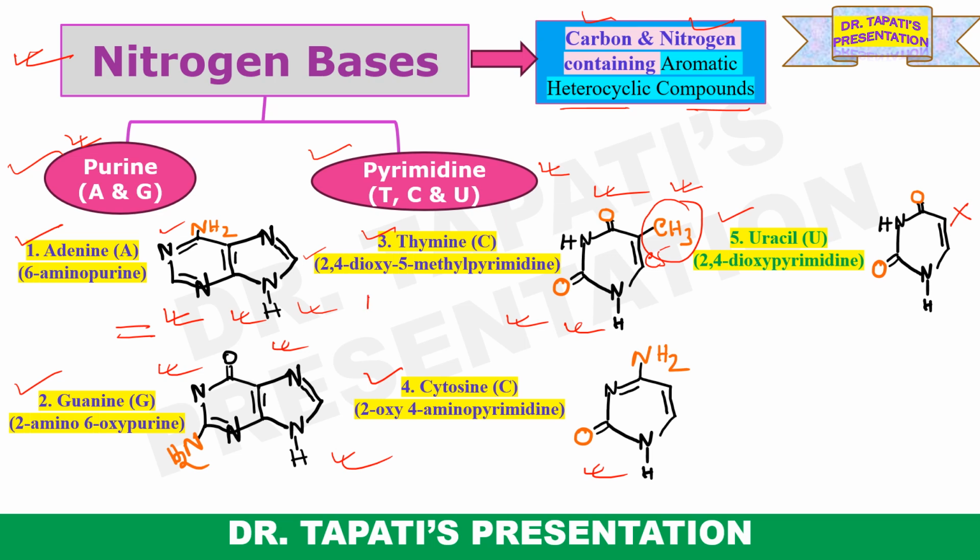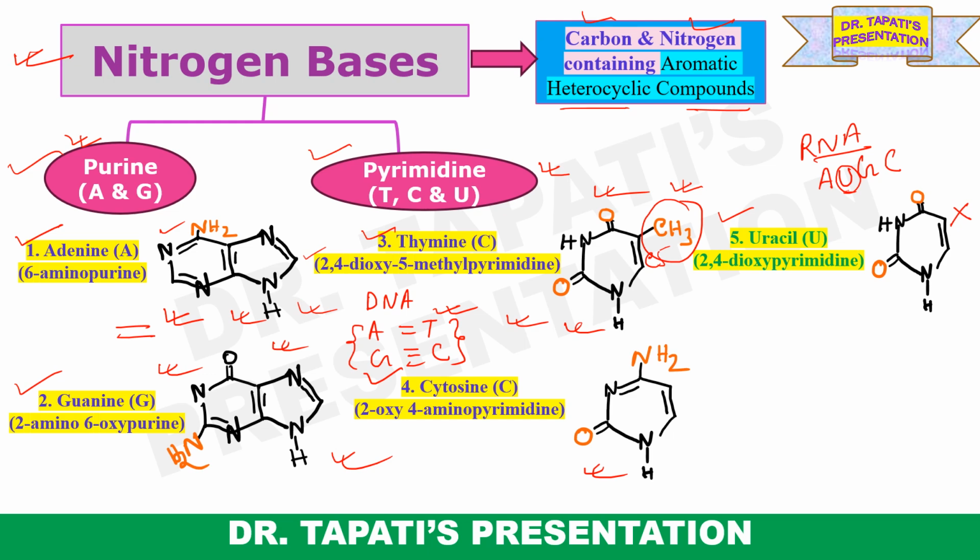And in DNA, A, T and G, C, these 4 nitrogen bases are present, whereas if you consider the RNA structure, in that case A, U, G, C, these 4 nitrogen bases are present. So in DNA, instead of uracil, thymine is present, whereas in RNA, instead of thymine, uracil is present. So this is the difference between nitrogen bases in RNA and DNA.